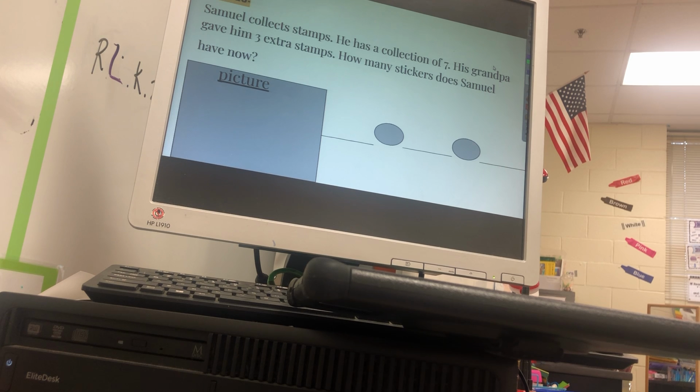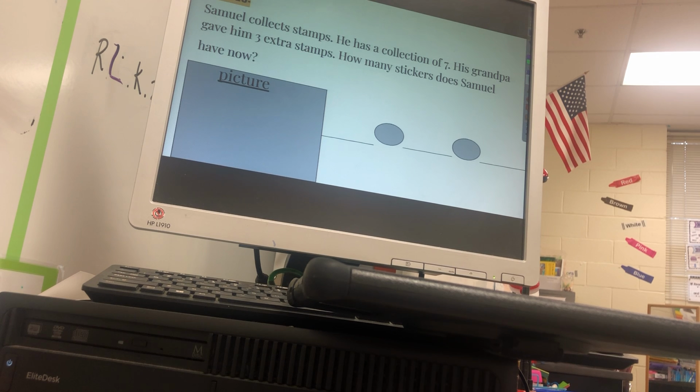All right, this time I'm going to give you some time to do this problem alone. I'm going to read it for you once. I want you to draw the picture as well as write the equation on your paper. Ready? All right. Samuel collects stamps. He has a collection of 7. His grandpa gave him 3 extra stamps. How many stamps does Samuel have now?